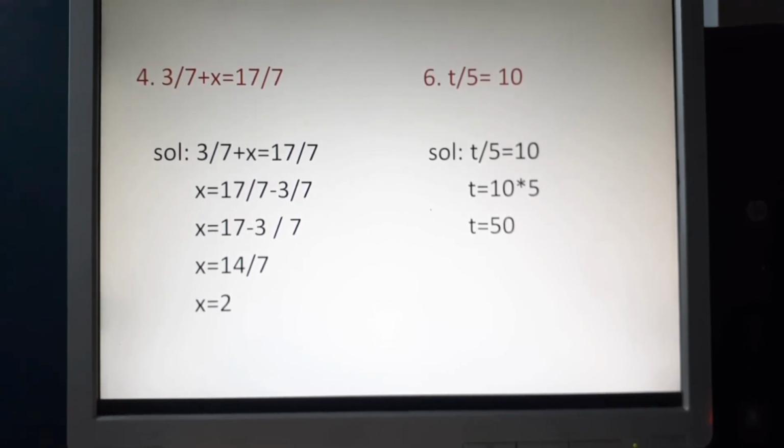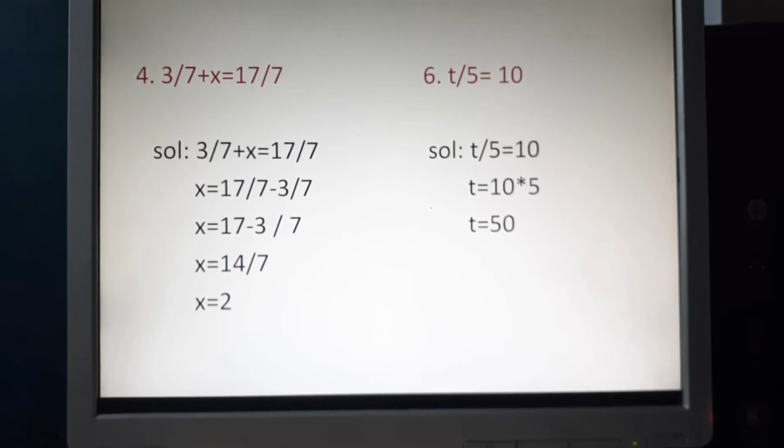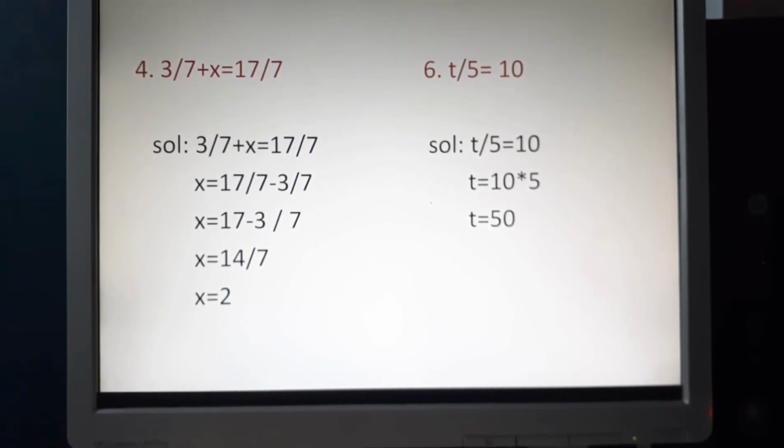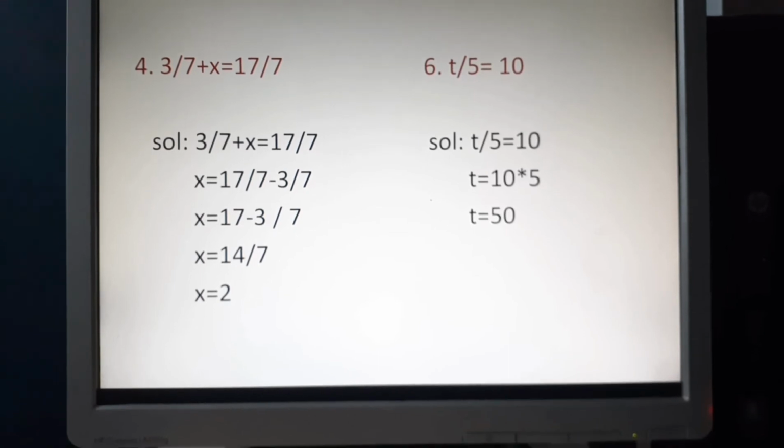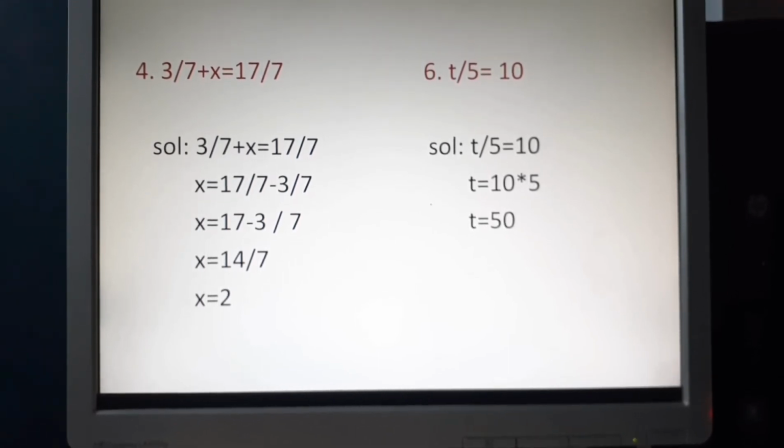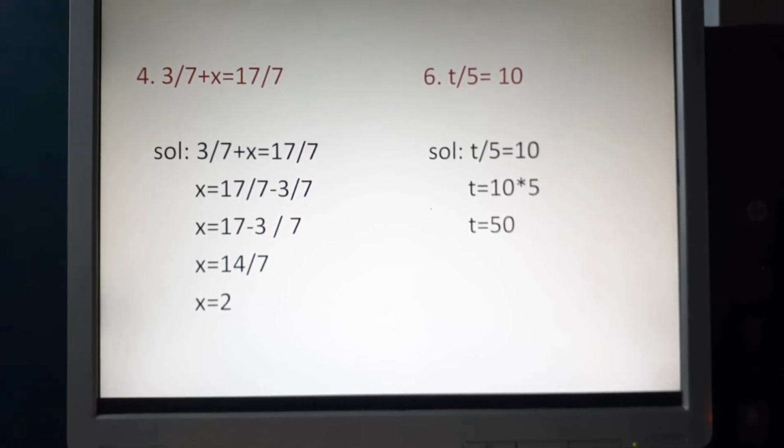So, x is equal to 17 minus 3 whole divided by 7. 17 minus 3 is equal to 14. x is equal to 14 divided by 7. 7 and 14 are both divisible by 7. If we do the simplification, x is equal to 2.